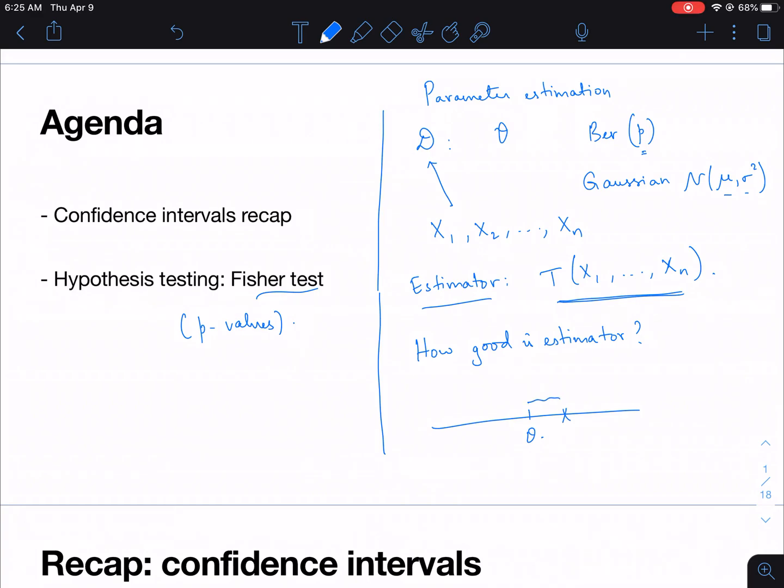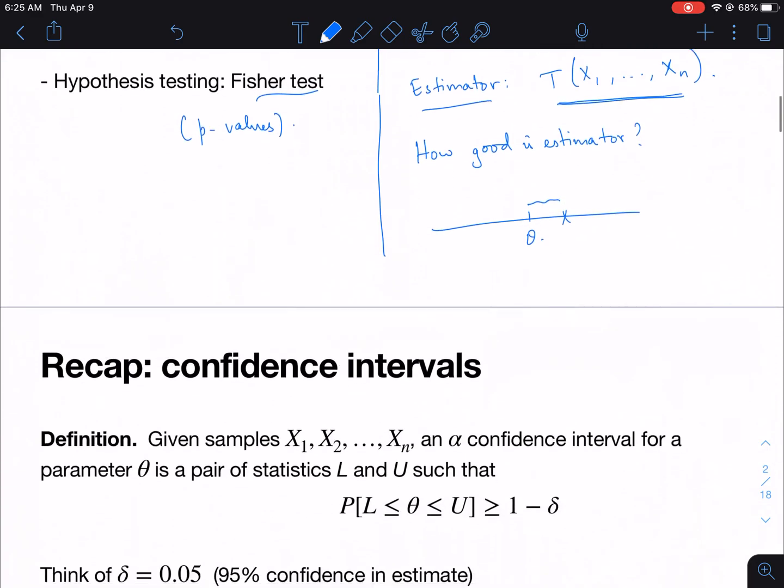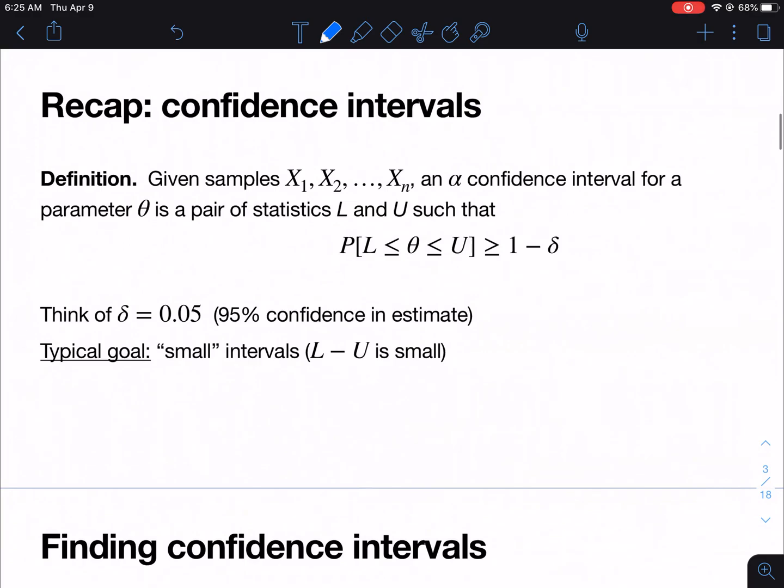Okay? And that's the goal of confidence intervals, and the way we stated it formally is by saying that an alpha confidence interval for some parameter theta is a pair of statistics, by which we mean one statistic L, another U. Okay, so L is some function of x1 through xn, U is another such function, with the property that the probability that this unknown parameter theta lies between these two is at least 1 minus alpha. Okay, that's when we call this an alpha confidence interval.